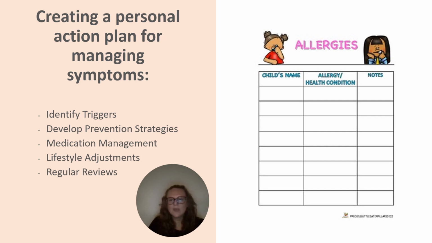Lifestyle adjustments. Adjust activities based on the allergen forecast, such as staying indoors on high pollen days. Incorporate habits that support overall respiratory health, such as staying hydrated and maintaining a healthy diet. We want to regularly review and adjust the action plan as needed based on changes in symptoms or triggers. Schedule a periodic checkup with the healthcare provider to reassess allergy management and treatment effectiveness.